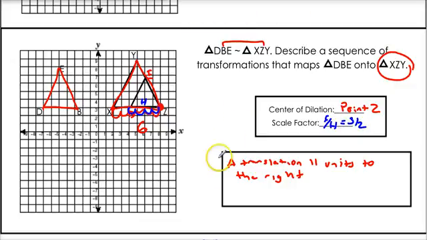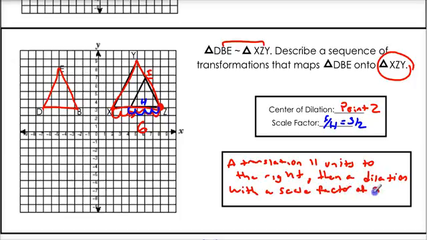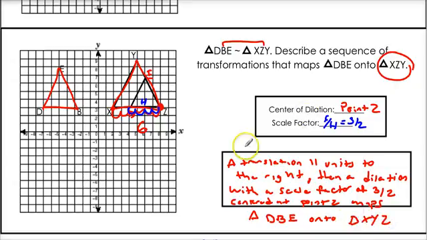So now we can write our sentence. First, it's a translation, 11 units to the right. Then a dilation, and I'm just using the same sentence from the other one, with a scale factor of 3 over 2, centered at point Z, maps triangle DBE onto triangle XYZ. All right, got that down.